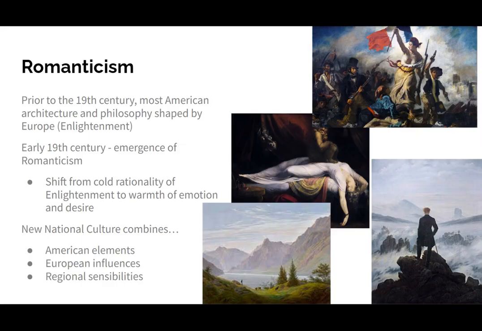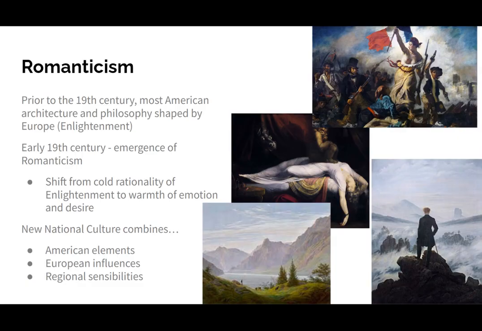But one big influence is going to be Romanticism. Prior to the 19th century, most of American architecture, artwork, literature, and philosophy was very shaped by the European Enlightenment. You may recall from our discussion of the American Revolution that a lot of Enlightenment ideals shaped American ideals. But by the early 19th century, we see the emergence of Romanticism, which is really a reaction to the very cold rationality and logic of the Enlightenment.